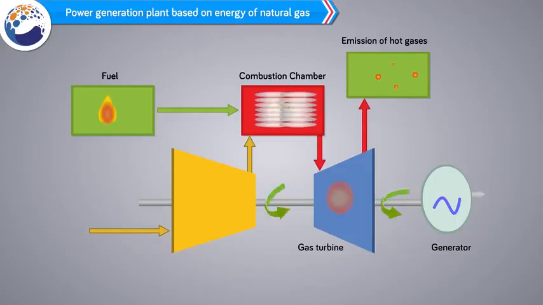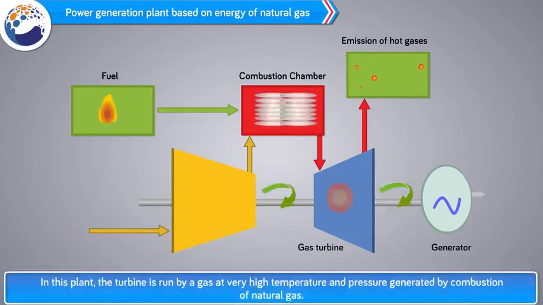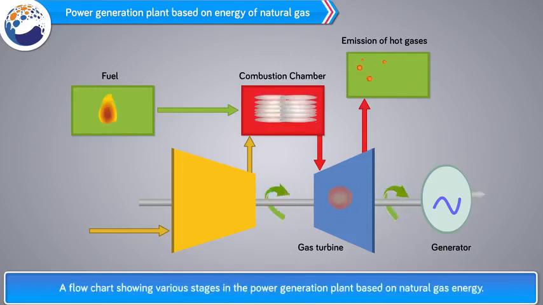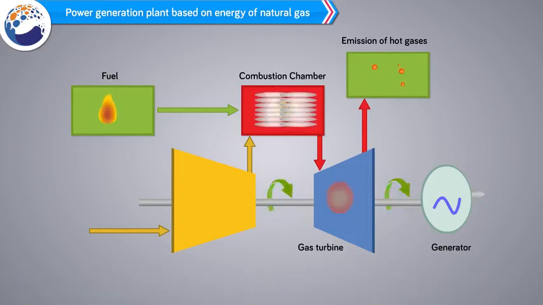Power generation plant based on energy of natural gas. In this plant, the turbine is run by a gas at a very high temperature and pressure generated by combustion of natural gas. A flowchart showing various stages in the power generation plant based on natural gas energy can be given as: there are 3 main sections in this type of plant.